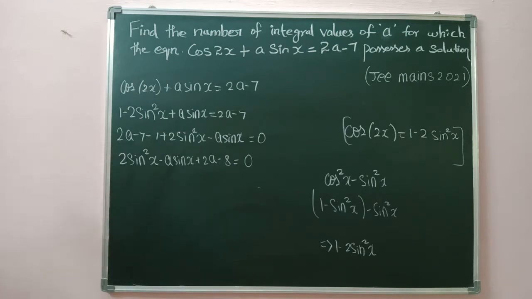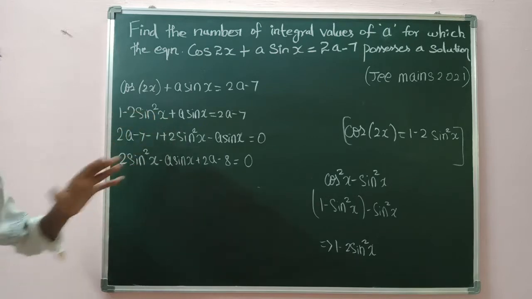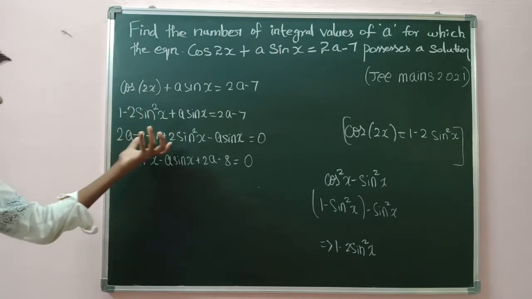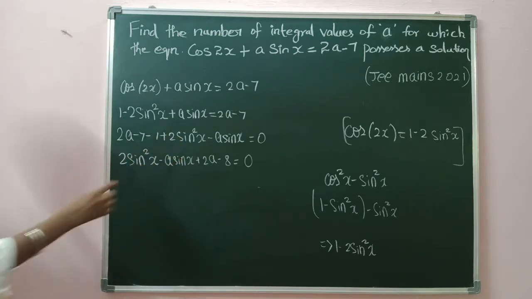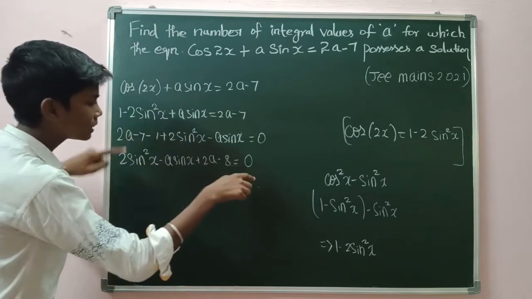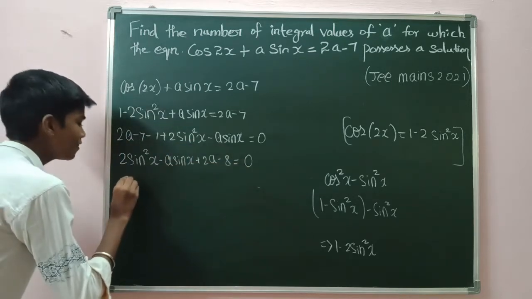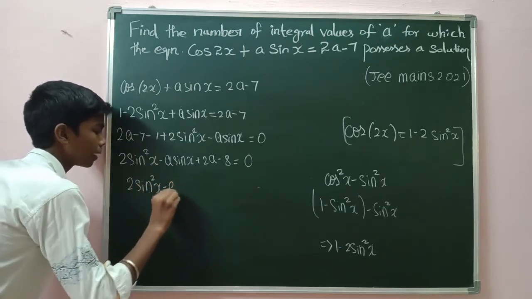So basically what I did is I wrote this equation in the form ax² + bx + c = 0. Here this is also correct, but for you people to understand very easily, I wrote like this: 2 sin² x - a sin x, then + 2a - 1 - 1 is - 8. Now after this, I can write the same equation as 2 sin² x - a sin x.